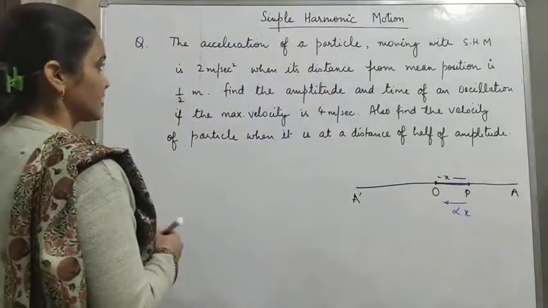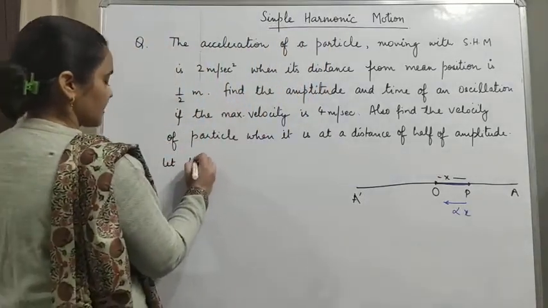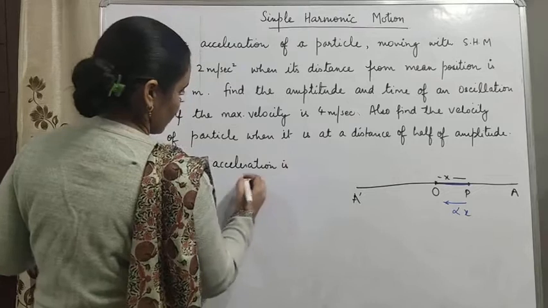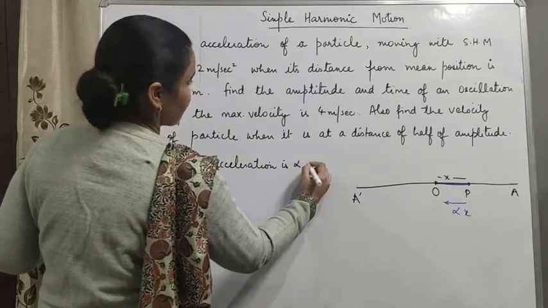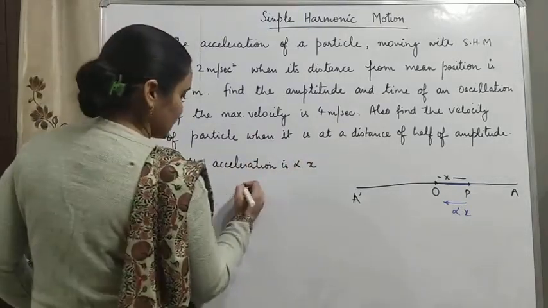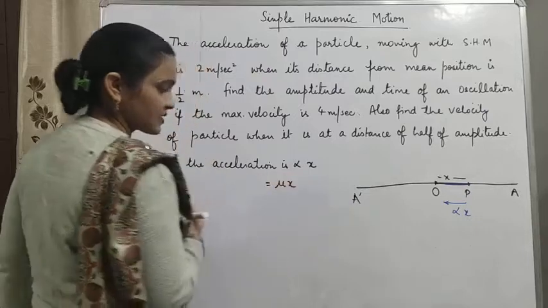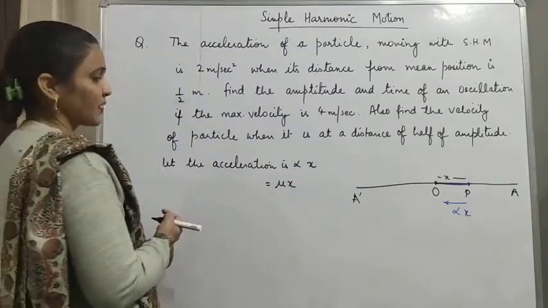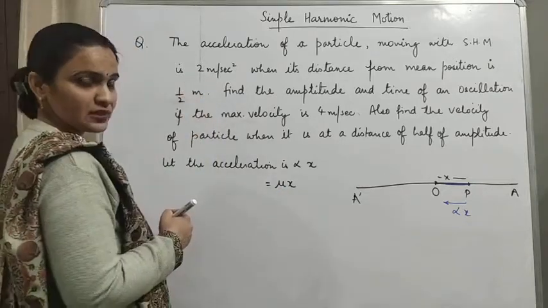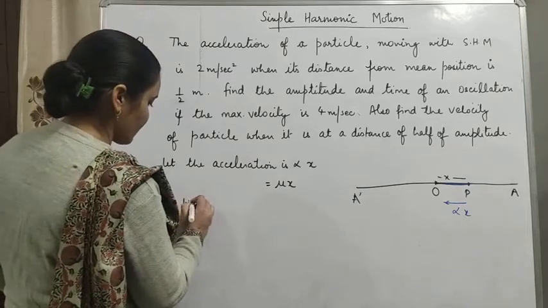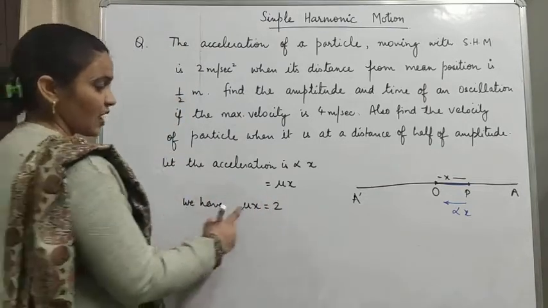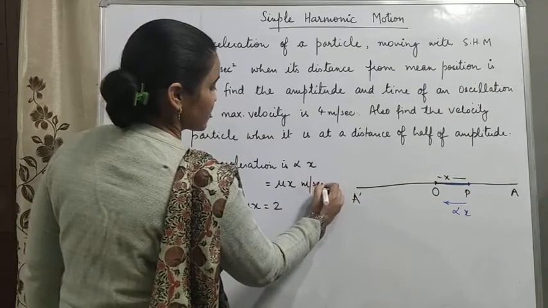So we will write the acceleration. Let the acceleration be proportional to the distance from the mean position, that is x, given in the diagram. So acceleration is taken to be μ times x, a numerical value we have taken. Now μx is equal to what is given? 2 meters per second square. So we have μx is equal to 2.